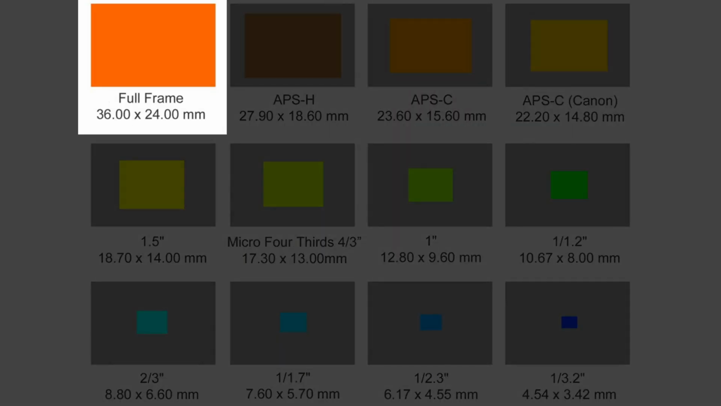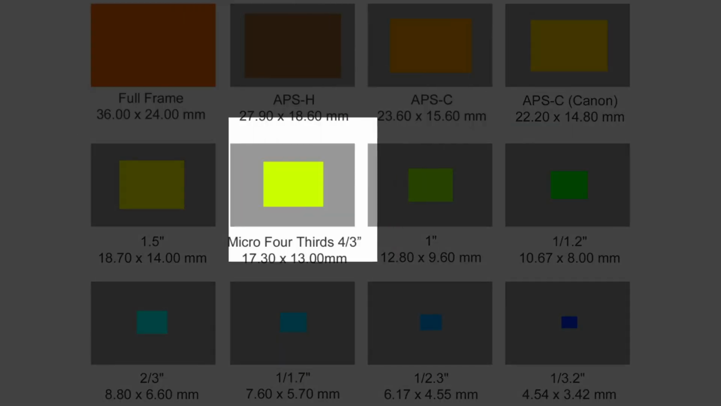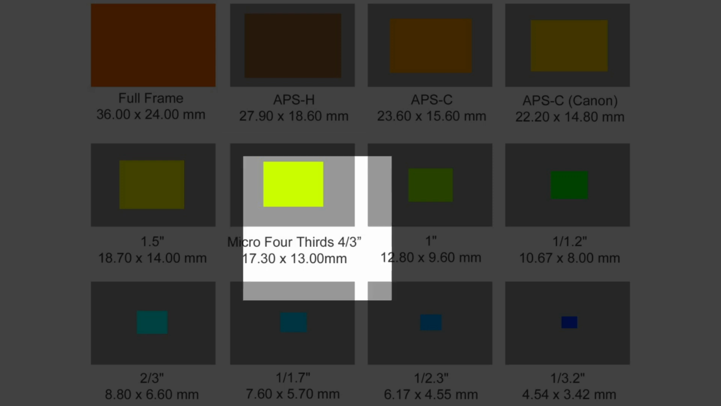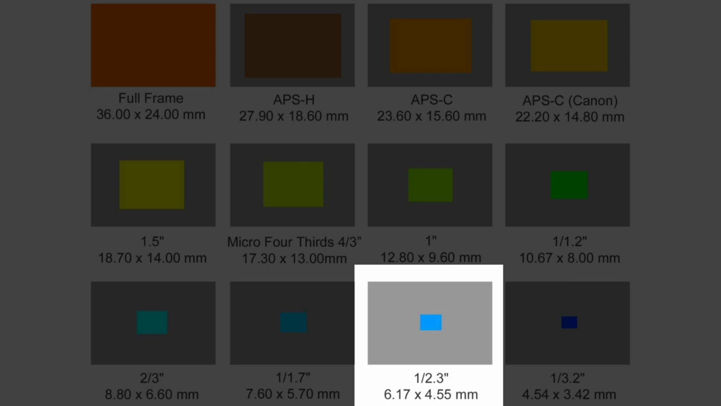To outline the common sensor sizes, you have full frame, APS-C, micro four thirds like those found on the Panasonic GH5, and then even smaller sensors like those found in cell phones, drones, GoPros, and so on. Don't be afraid to buy cameras with smaller sensors so long as their image quality still looks good.